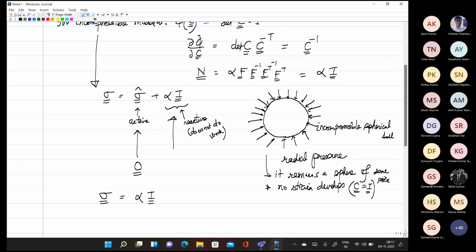Now, can you tell me what this alpha will be for this particular case? So you are applying this pressure P from all around. Will there be some stress in the sphere or will the stress be 0? There is no strain developing, but still, will there be some stress in the sphere? So Manoj is right, it's minus P times identity, not just minus P. And therefore alpha becomes minus P. So yes, alpha is minus P.